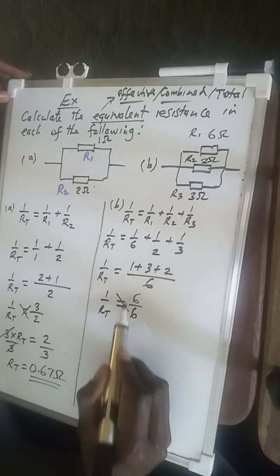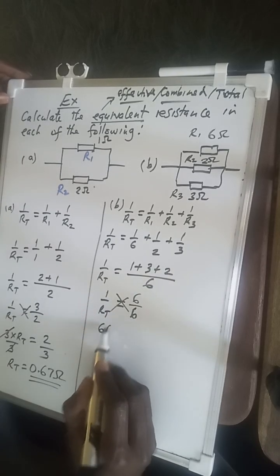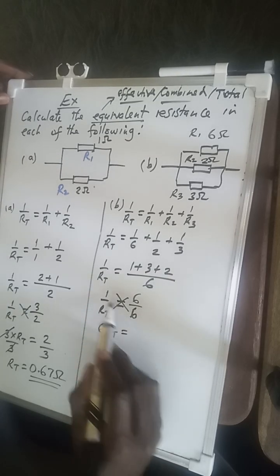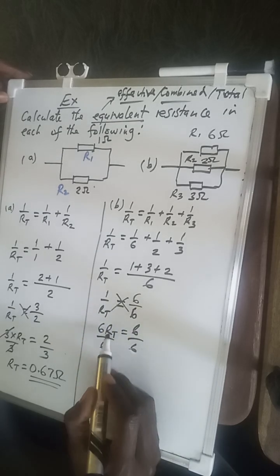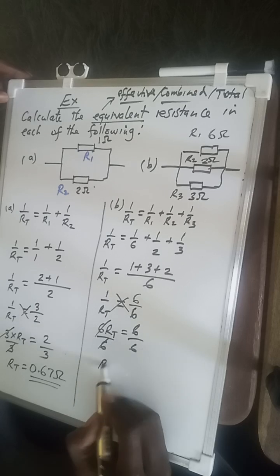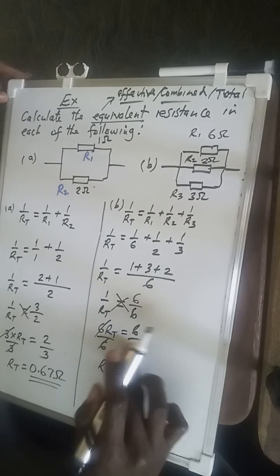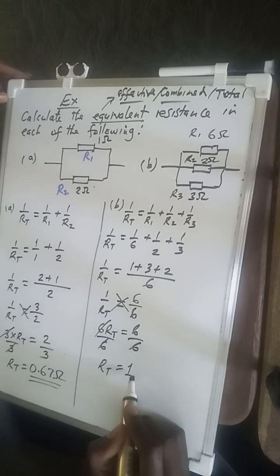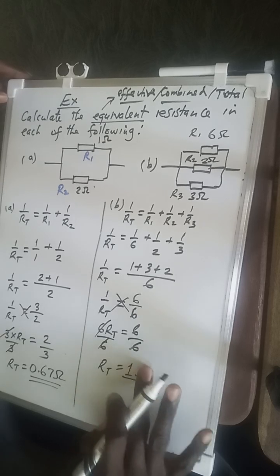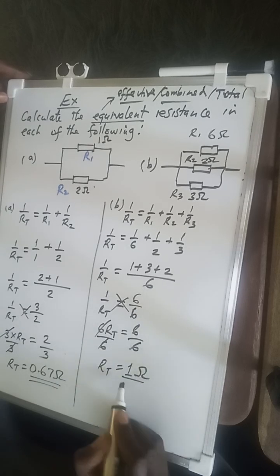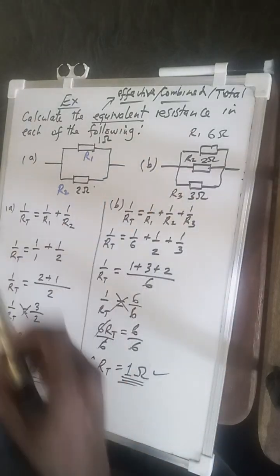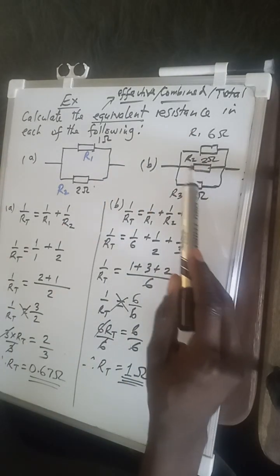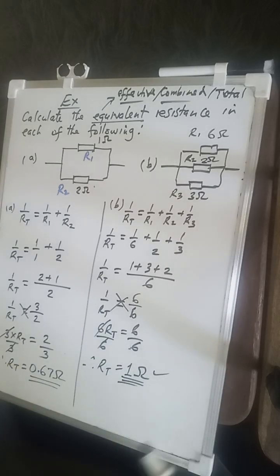Then from there, we can cross multiply. So it will be 6 R total is equal to 1 times 6, which gives us 6. I'll divide by 6 to find R total. So R total is 6 divided by 6, which gives us 1 ohm. So that is the total resistance that we have in there. You can see the value that we have gotten is actually less than the lowest one that we have.